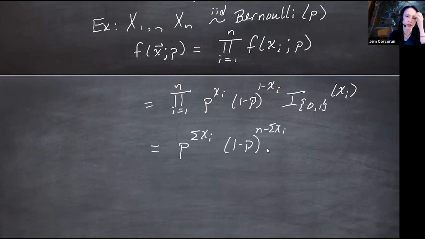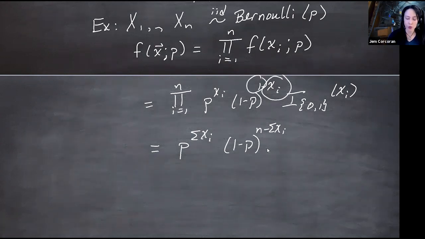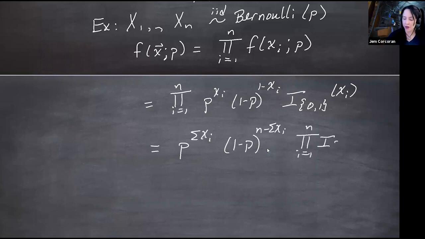Go ahead and write a couple of those out if you're concerned. Write out p to the x1, 1 minus p to the 1 minus x1, and then put x2 in. And you'll see that not only is this getting summed up, but these ones are accumulating. And I have a product as i goes from 1 to n of these indicators.